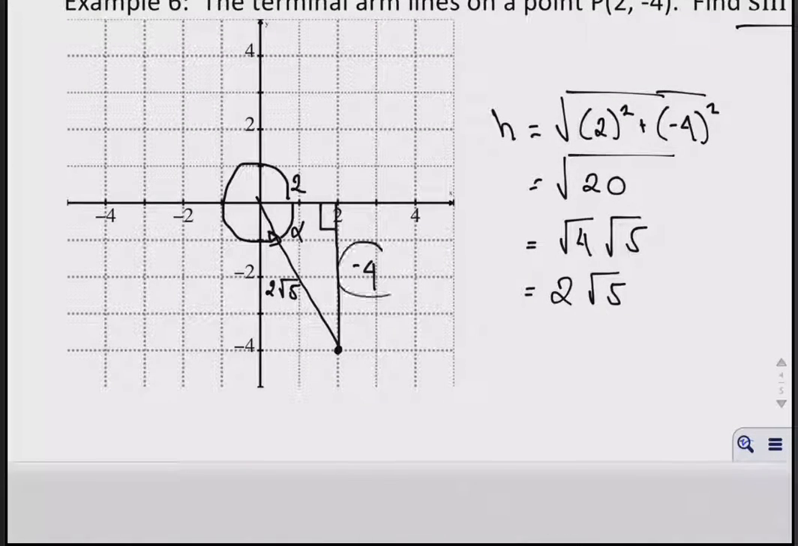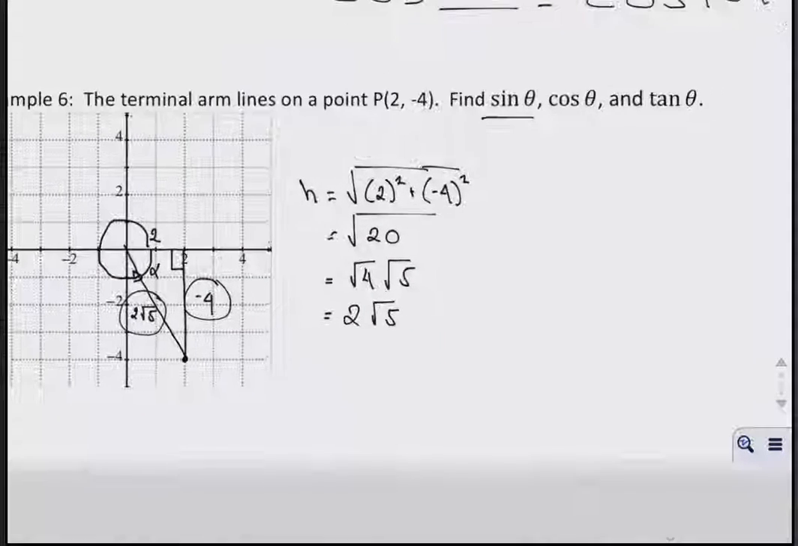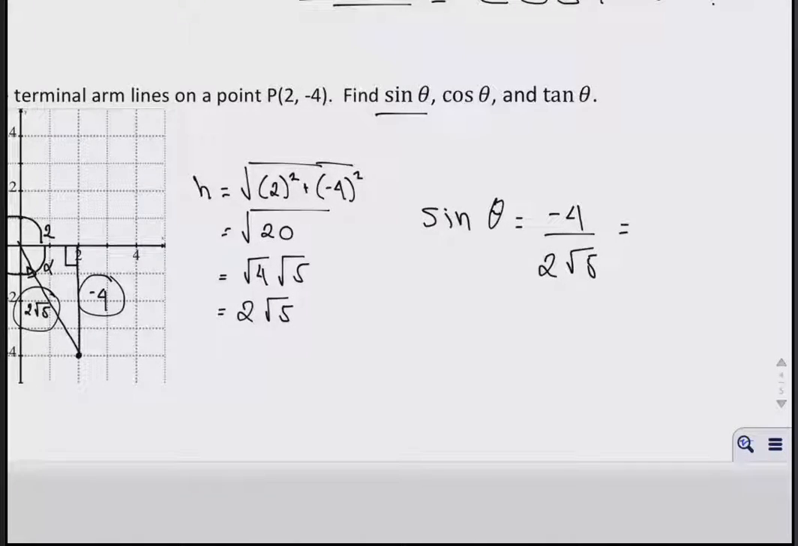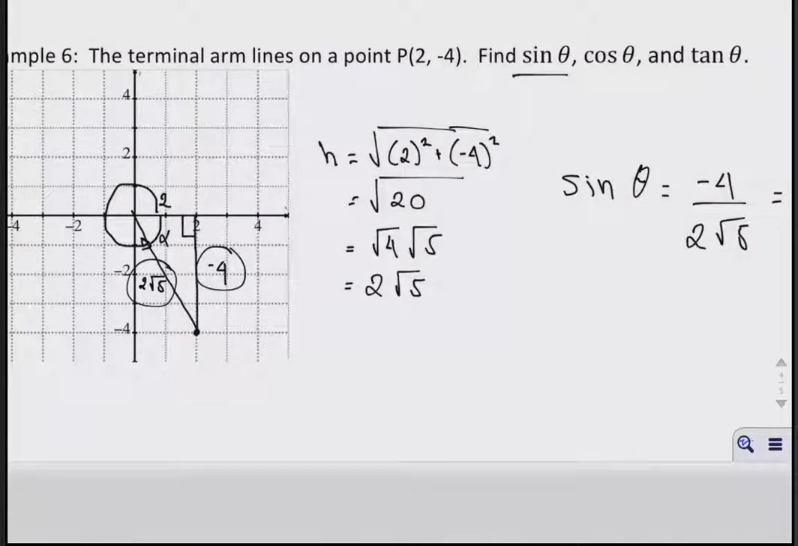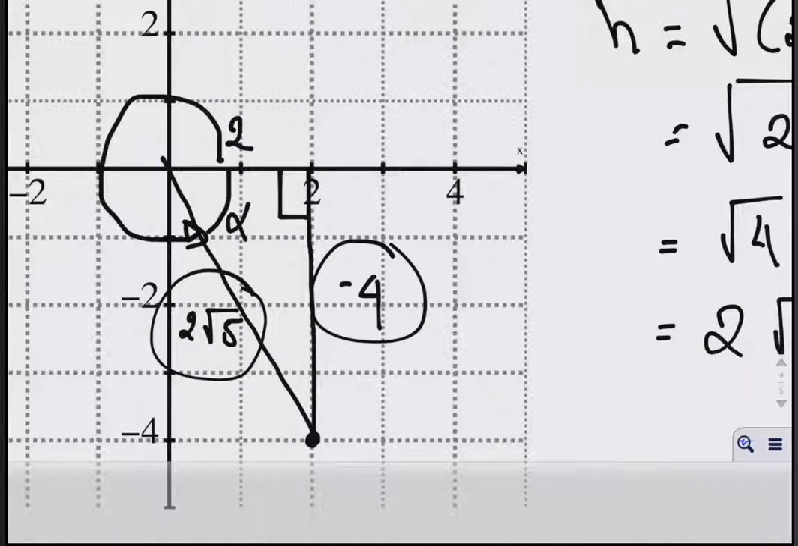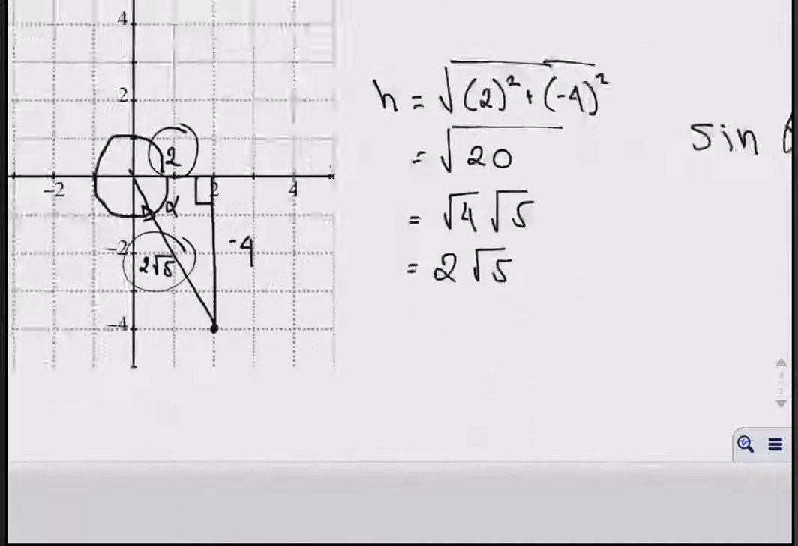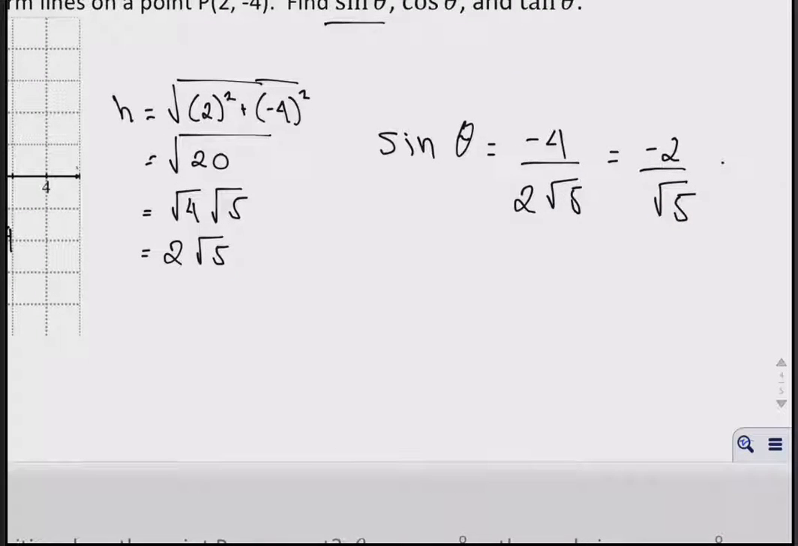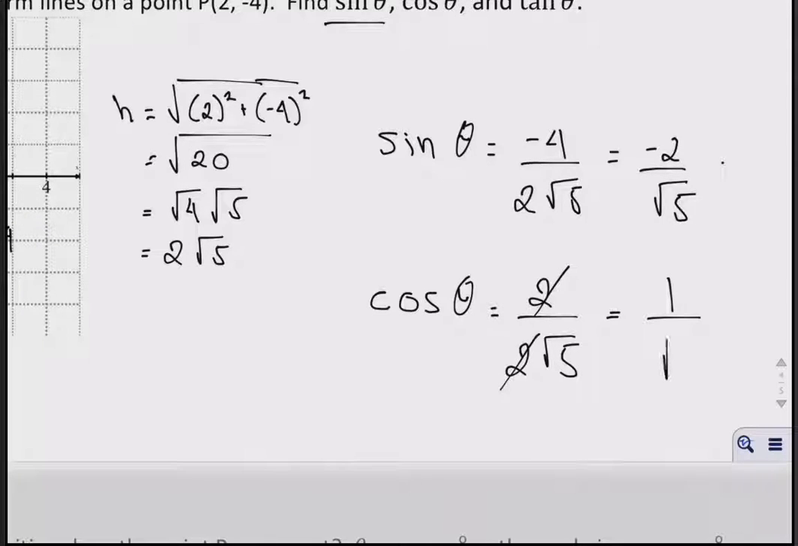Sine is going to be opposite over hypotenuse. So I get sine theta equals -4 over 2 √5, or I just get -2 over √5. For cosine, I get 2 over 2 √5, because I know that cosine is going to be positive. I can write that as cos theta equals 2 over 2 √5, which just becomes 1 over √5.